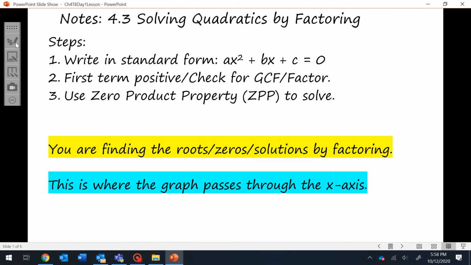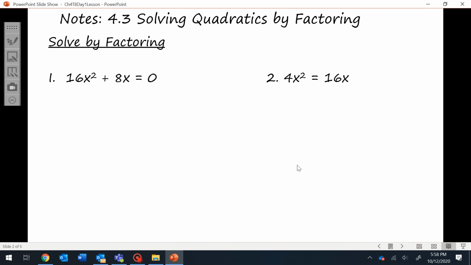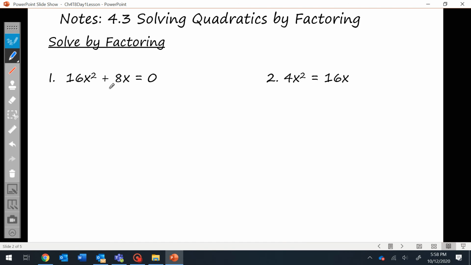So let's take a look at how this is actually done. We want to solve this first equation by factoring. It's in the proper form. I have ax squared plus bx plus c, where c is 0 in this case, but the main idea is that every equation needs to be set equal to 0. If it's not equal to 0, you need to use a little bit of math to get it equal to 0.